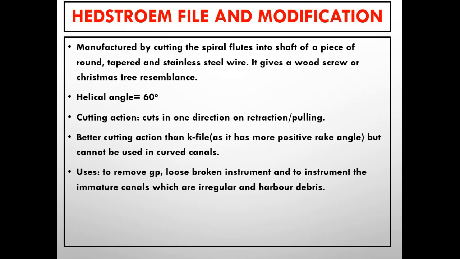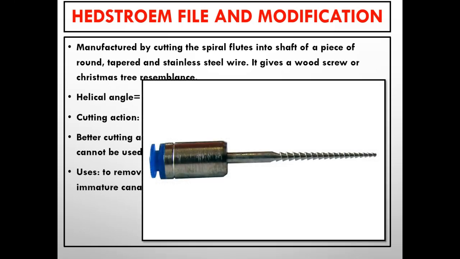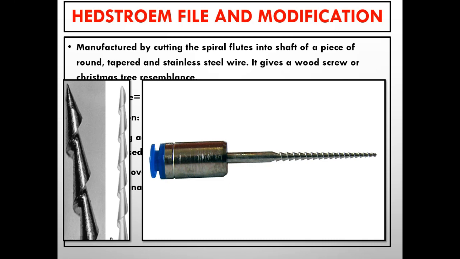These are quite important files. Many a time I have used S files to extract broken root apices too. These are very fine instruments which can take the canal contents out. It is used in a pulling motion. Root apices can also be extracted using these files once they are nicely engaged, and the helix angle is 60 degrees.